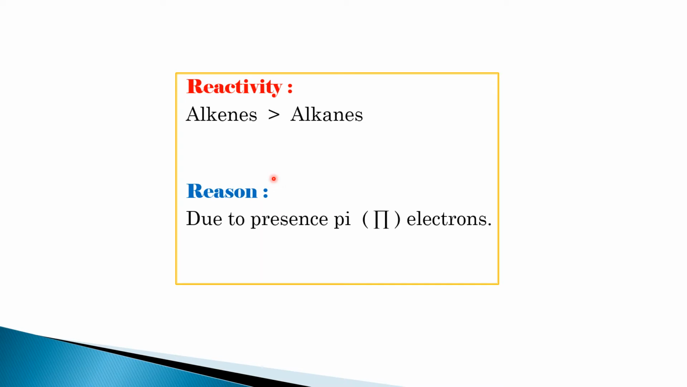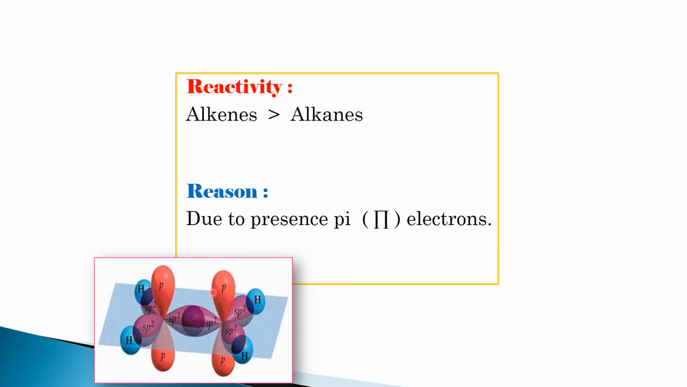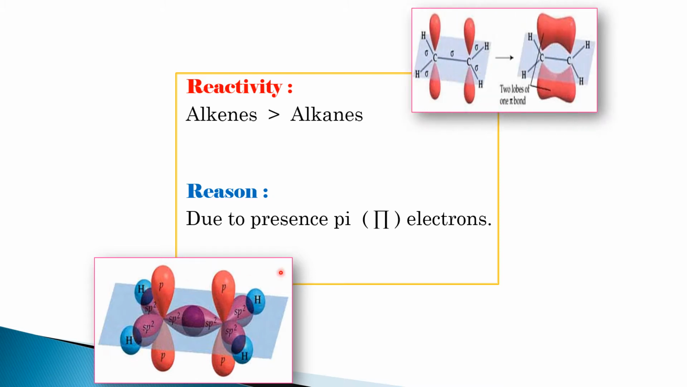In alkenes, we have a carbon-carbon double bond, out of which one bond is a sigma bond and one bond is a pi bond, which is formed by lateral overlapping of p orbitals. This pi electron cloud partially lies above the plane and partially lies below the plane of the sigma-bonded carbon atoms, because of which pi bonds are weaker than sigma bonds and break more easily.